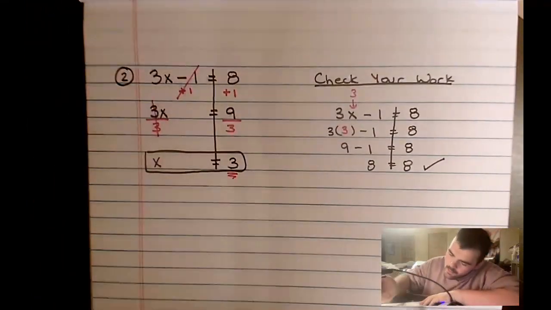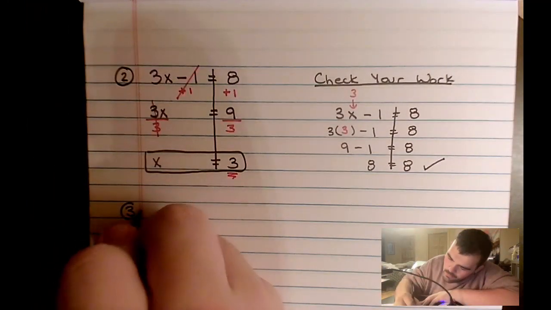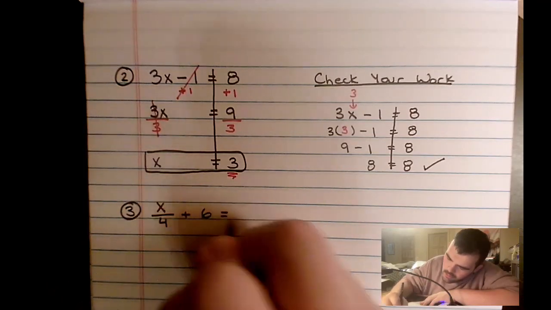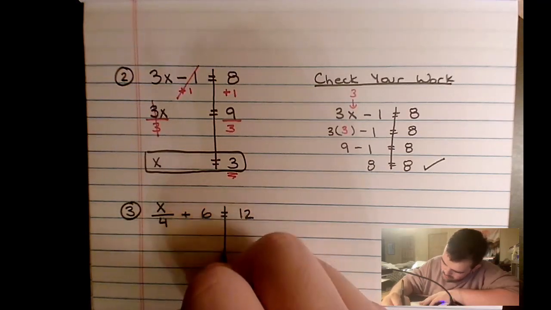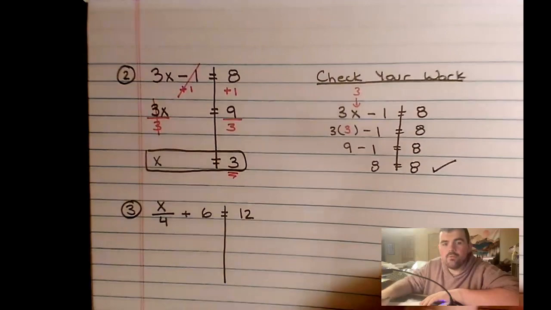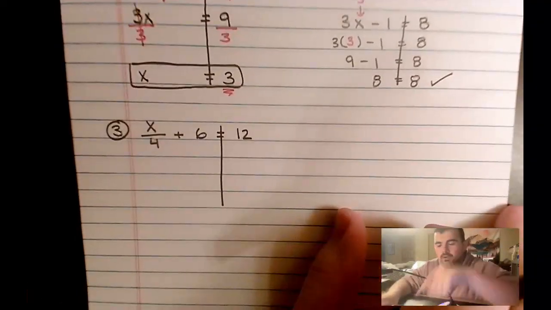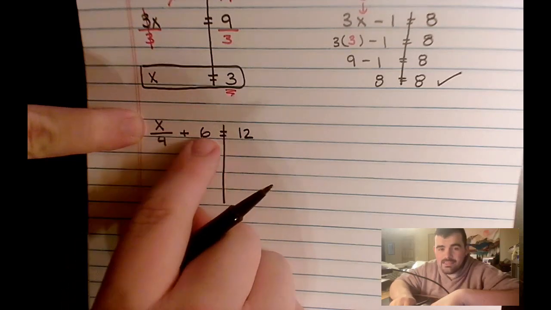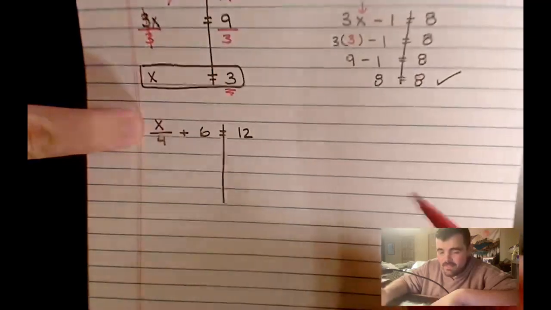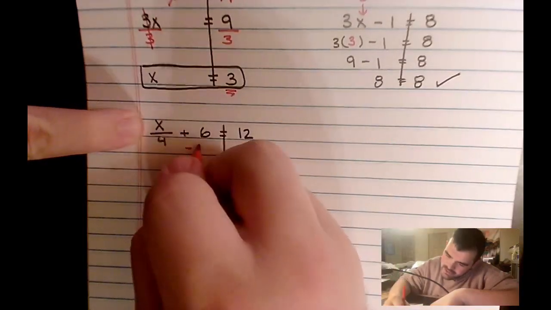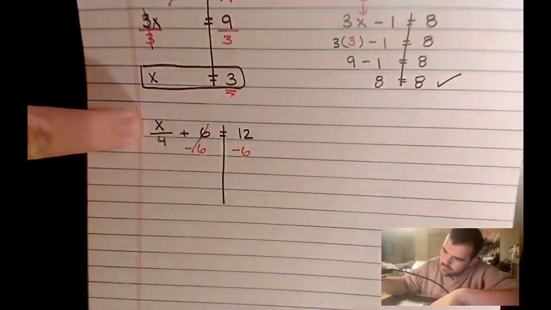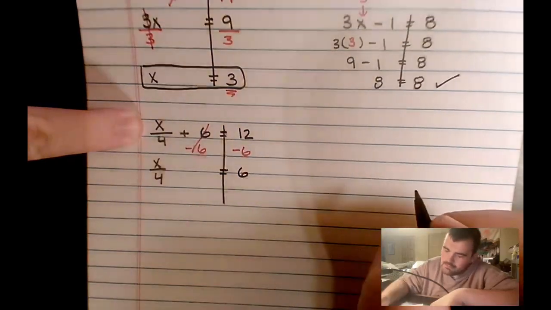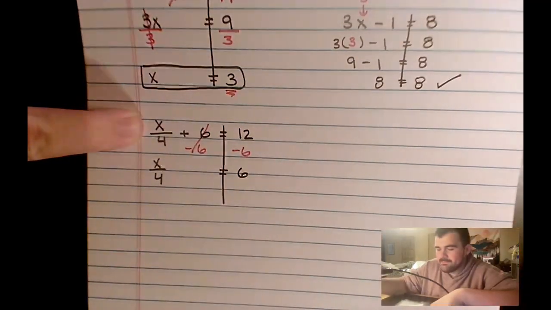So, let's try another one. x over 4 plus 6 equals 12. Okay, that x over 4, that is x divided by 4, and then added 6 to it. I'm going to go in the opposite of the order of operations by first subtracting 6 from both sides. That'll leave me with x over 4 equals 6.